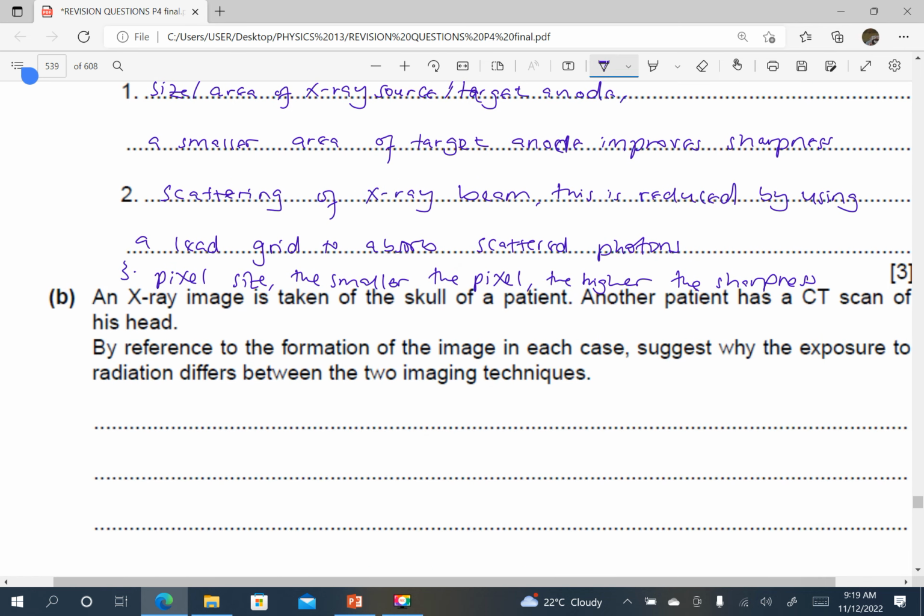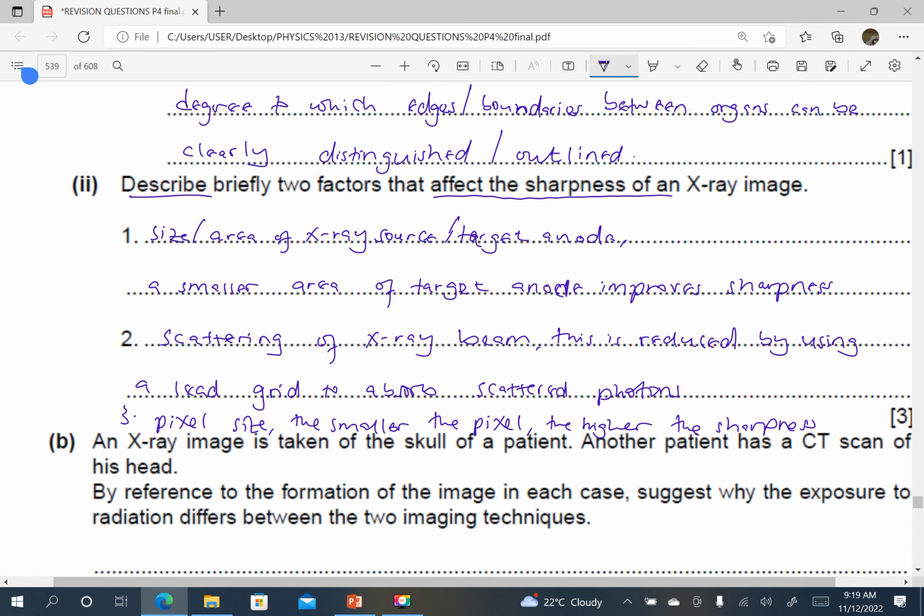Okay, so that is sharpness, but the most important ones are the first two. Area of the target anode, scattering of the X-ray beam.